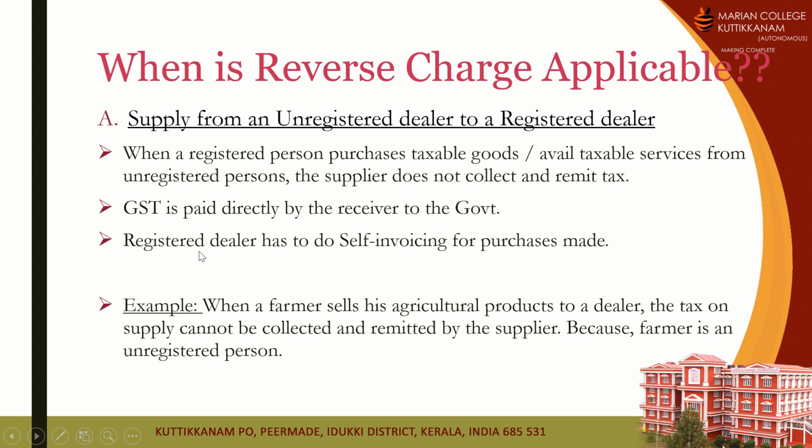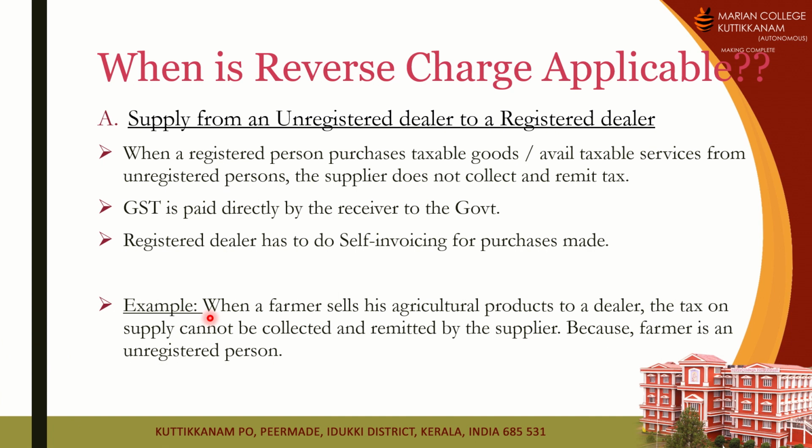So in this case, what happens is the transaction is happening between a registered dealer and an unregistered dealer, and here the registered dealer purchases goods from an unregistered dealer, and it is the registered dealer who becomes liable to pay the tax directly to the government. So the registered dealer is the recipient here, or he is the receiver here. Okay, so he has to do self invoicing for the purchases made by him. Self invoicing, that is, invoicing is done by himself. So about self invoicing we will talk in the next class. Okay, so let's see an example here.